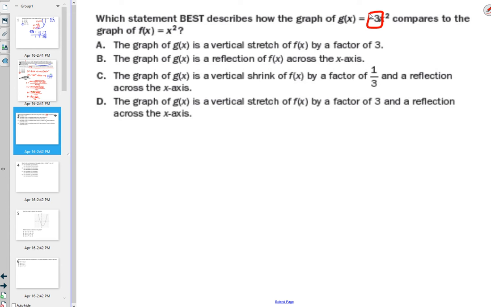So the graph of g of x is a vertical stretch. Okay, so A doesn't include the reflection. B only talks about the reflection. This is not being shrunk, it's a stretch. So the graph of g of x is a vertical stretch by a factor of 3, and then x-axis reflection, so it has to be D. A only had the stretch, B only had the reflection, C was just completely wrong, or at least, well, it did have the reflection, but it was a shrink. We didn't call it a shrink. What did we call it? A compression.